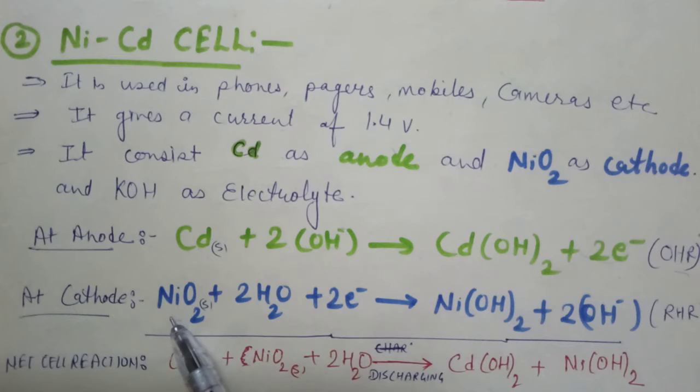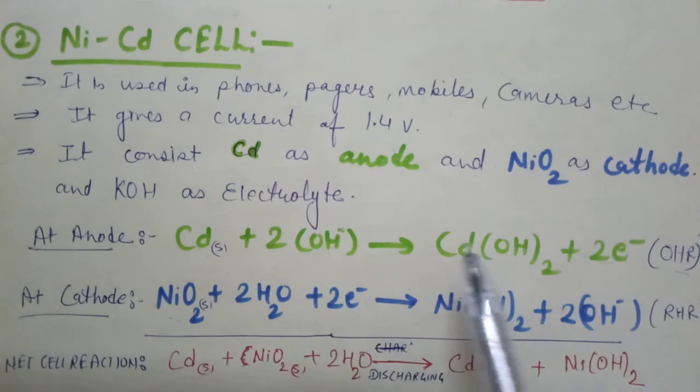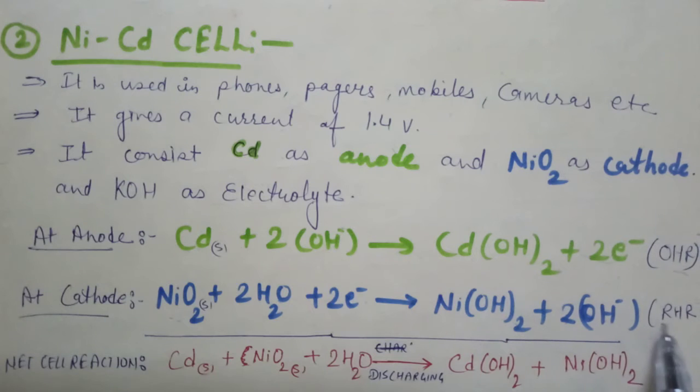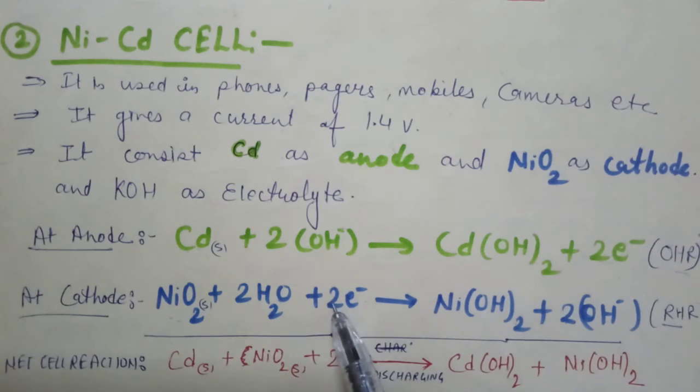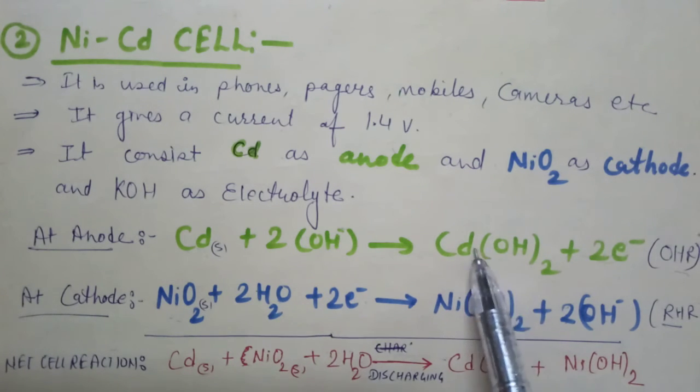So NiO2 plus 2H2O plus 2 electrons is equal to Ni(OH)2 plus 2OH minus. This is the reduction half reaction. In the total cell reaction, the 2 electrons and 2 OH minus ions are cancelled. So the net cell reaction will be Cd plus NiO2 plus 2H2O is equal to Cd(OH)2 and Ni(OH)2. This is the reaction during discharging.